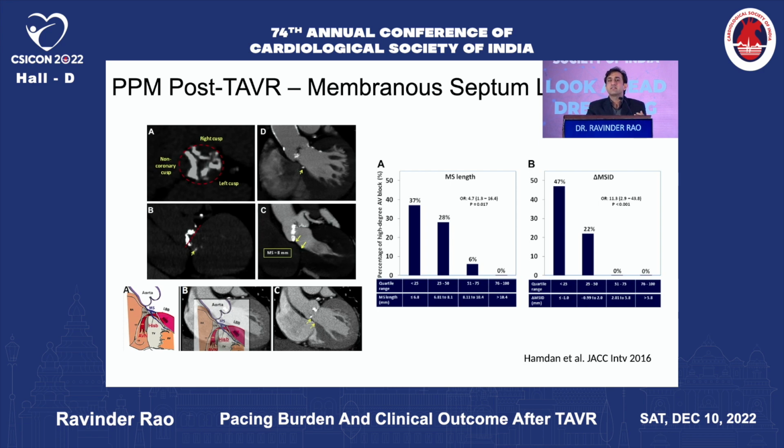But again, let us say the membranous septum length is only 2 millimeters. That does not mean I'm going to take a chance that my valve can pop out. I'm going to educate the patient that you are at a high risk of pacemaker implantation because the length of the membranous septum is only 2 millimeters.